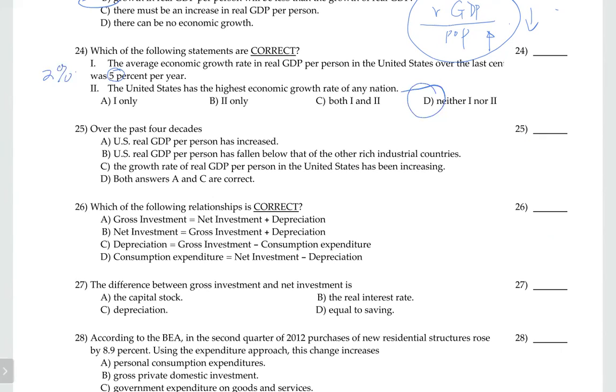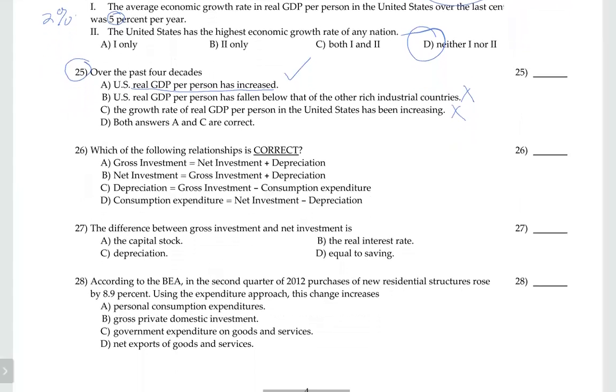Now 25. Over the past 4 decades, A, US real GDP per person has increased. That's actually true. B, US real GDP per person has fallen below that of other rich industrial countries. That's not correct. C, the growth rate of real GDP per person in the United States has been rising. It has been very stable. Okay, so only A is correct.